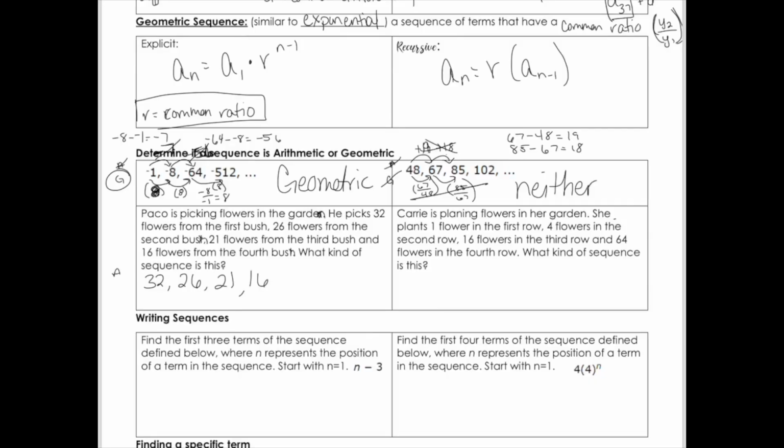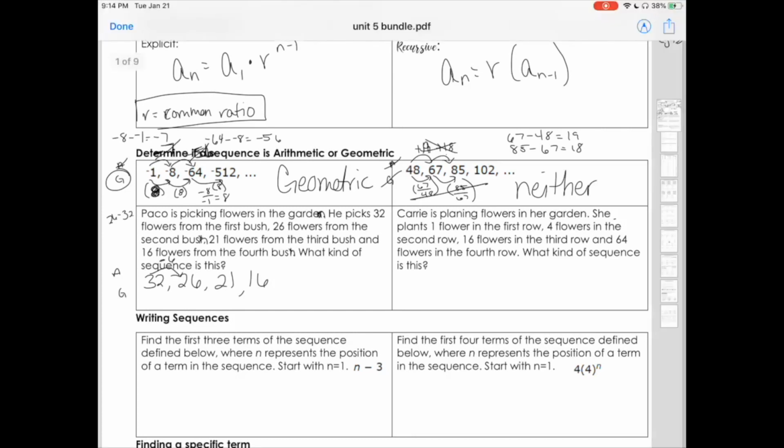So, arithmetic or geometric? 32 to 26, so 26 minus 32, that gives me -6. 26 to 21 is -5, and 21 to 16 is also subtracting 5. Okay, so these are not common, so it can't be arithmetic. What can I multiply by? 26 over 32, is that the same as 21 over 26? It sure isn't, so it can't be geometric, so it's neither.